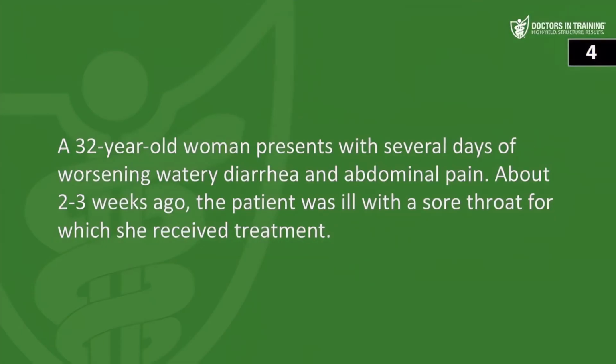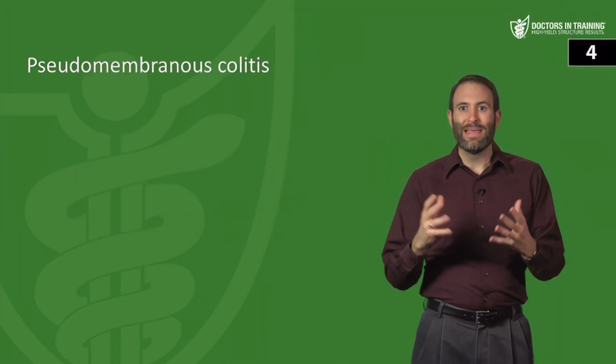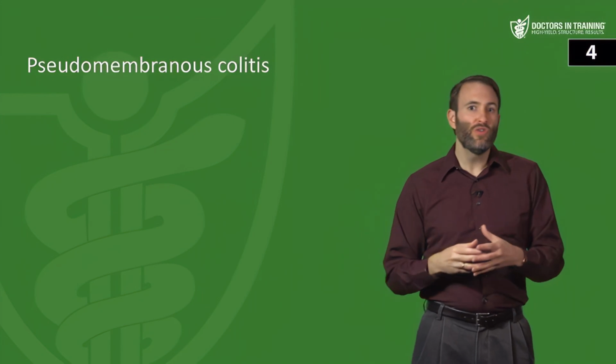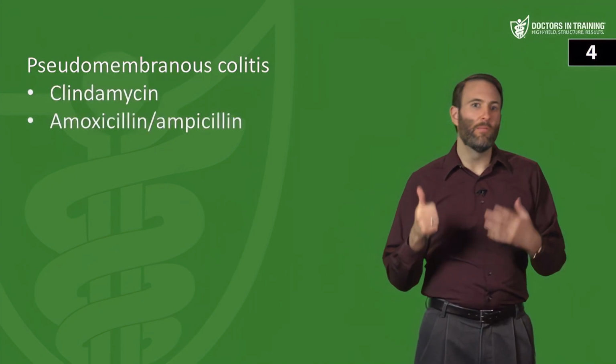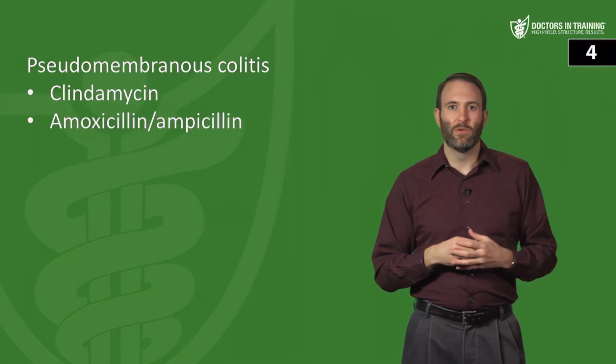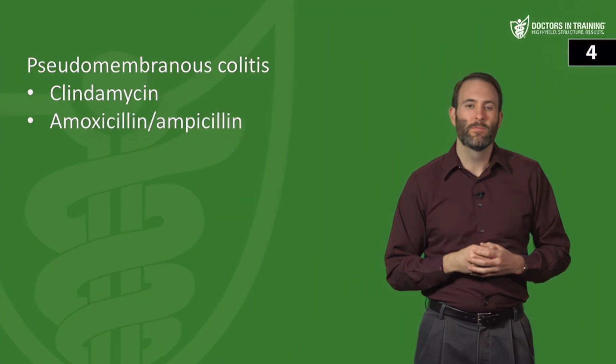Let's move on to GI. So here we have a 32-year-old woman presents with several days of worsening watery diarrhea and abdominal pain. About 2 to 3 weeks ago, the patient was ill with a sore throat for which she received treatment. What does she have? So this is probably pseudomembranous colitis, and what causes this? Well, any antibiotic can actually cause it, but the two that we get the most test questions on are going to be clindamycin and then amoxicillin or ampicillin, very similar medications there. This patient likely got something like amoxicillin for strep throat.